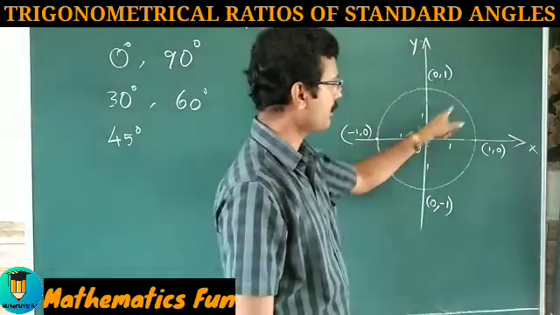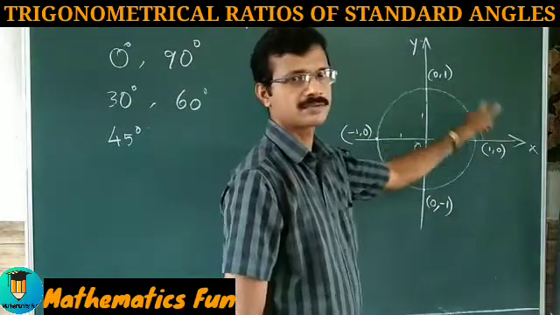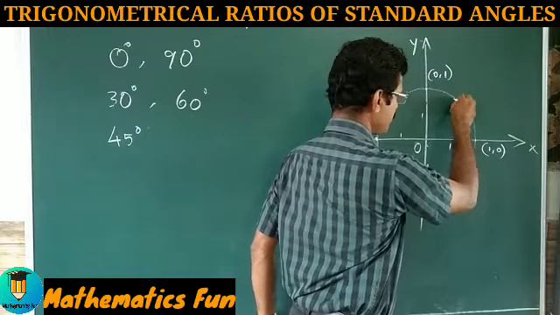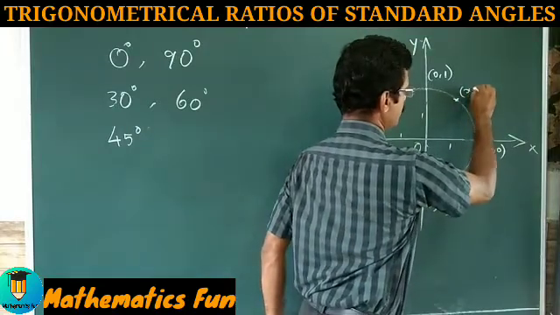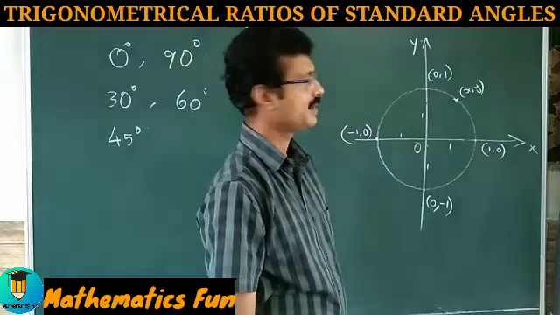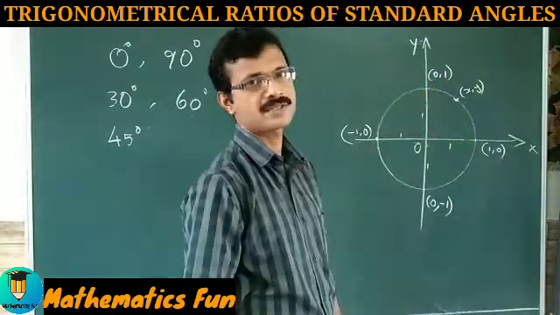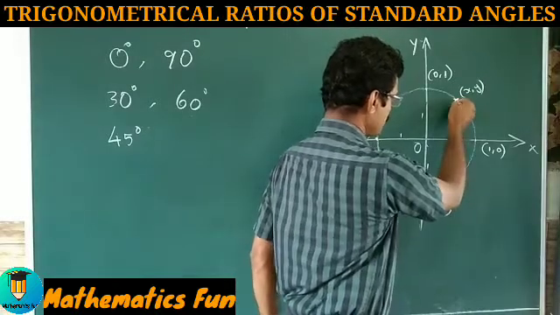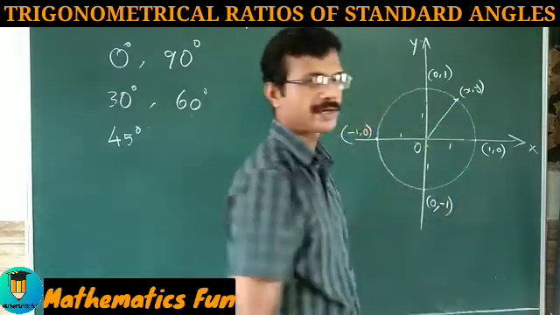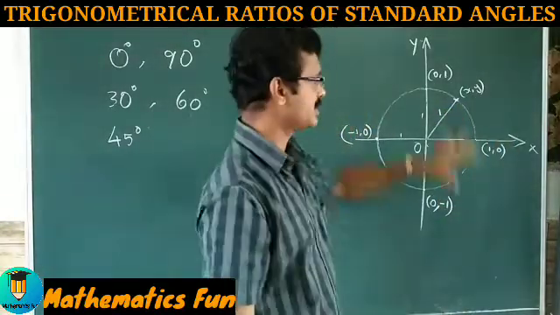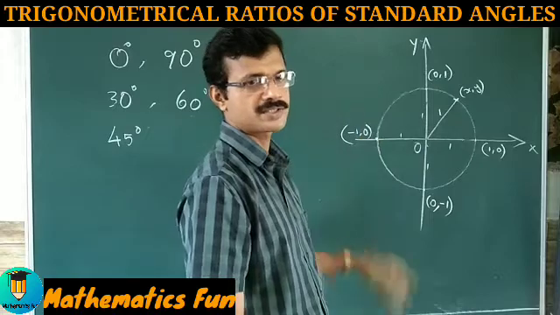Now, I am taking a point on the circumference of the circle, a general point. So here I am taking a point, let it be x, y. We don't know actually what its value is, so just x, y. It's a point on the circumference of the circle. Now, if I join this with the origin, naturally this is the radius of the circle, it is of 1 unit. Radius is 1 unit, I already said it's a unit circle.